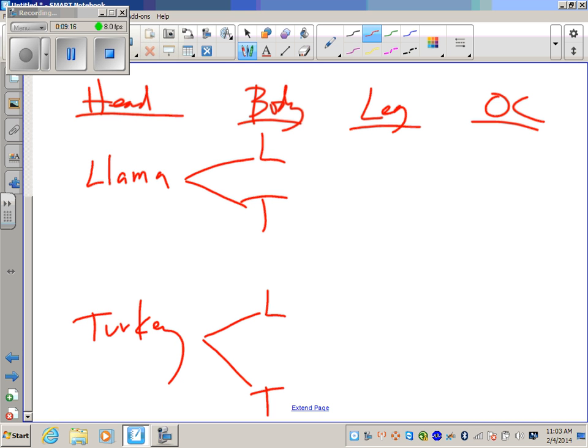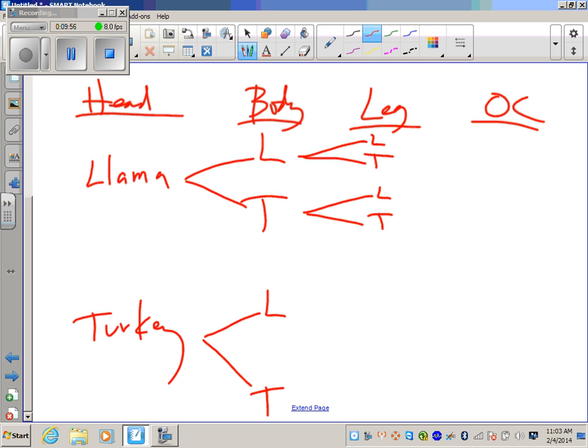If you pick a llama head with a llama body, from here, what are your choices for leg? Llama, turkey. So from here, I've got 2 other choices. Llama head, turkey body. What are my choices for leg? Llama, turkey. See, a lot of people take this last category and they just put a big L and a big T there. It doesn't work that way. If you take yourself through the situation knowing what your choices are, that's how it works out.